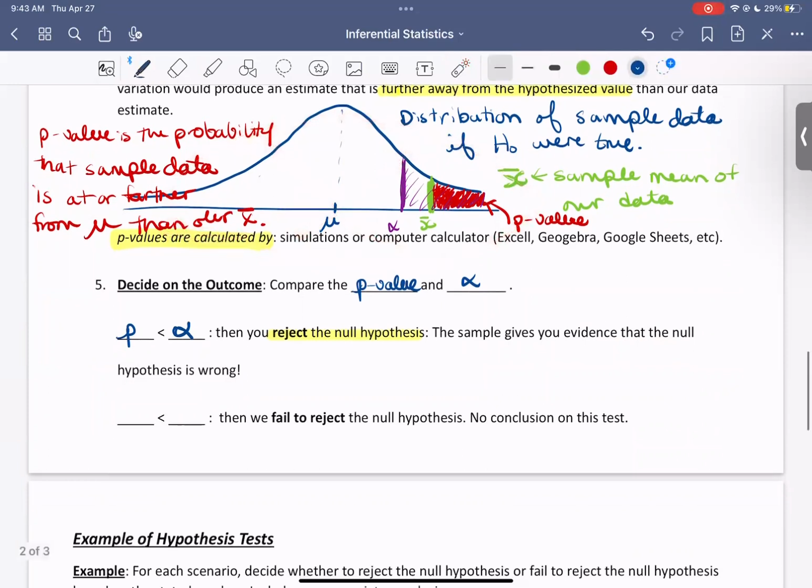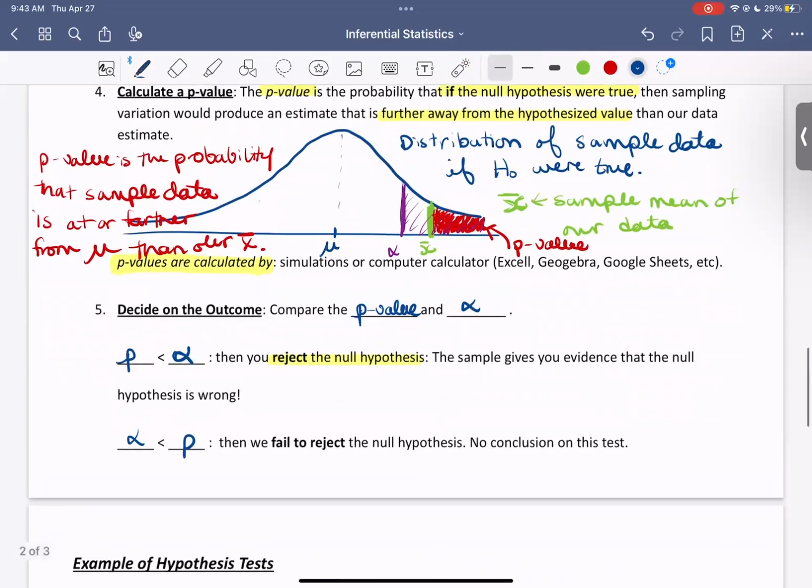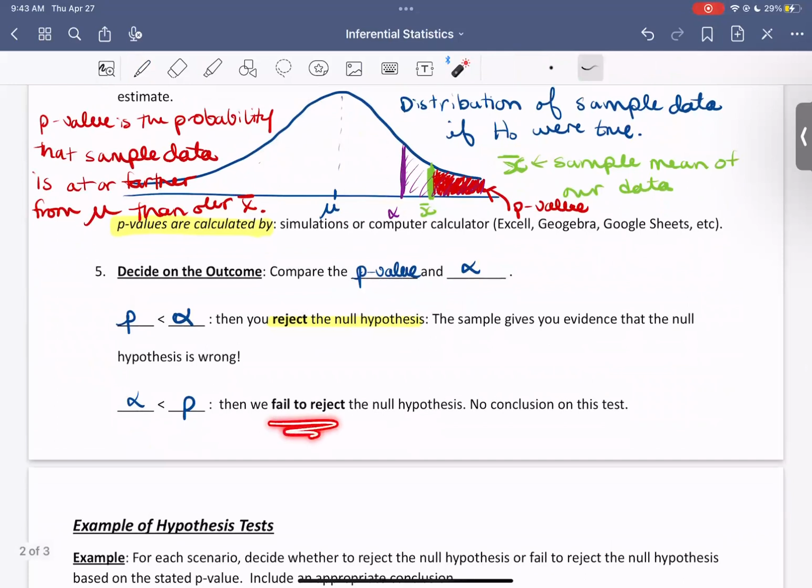But what happens in the other situation? So what if p is actually larger than alpha? So meaning it's fairly likely for us to find that sample statistic that we did. Then what we say is we fail to reject the null hypothesis, and we have no conclusion on this test.